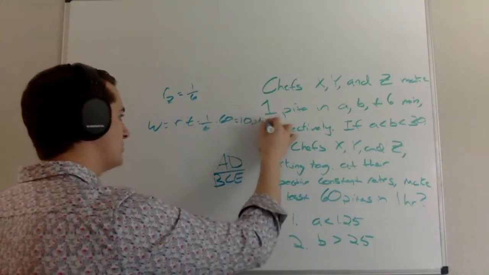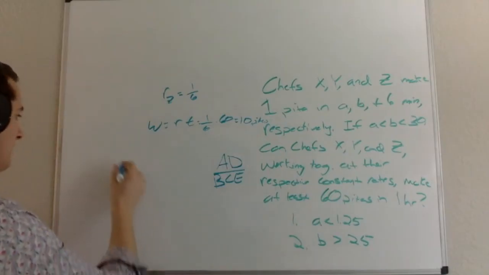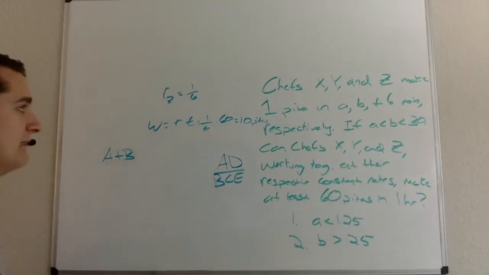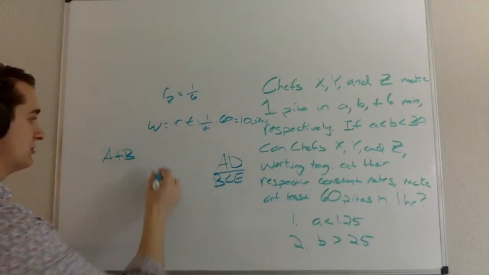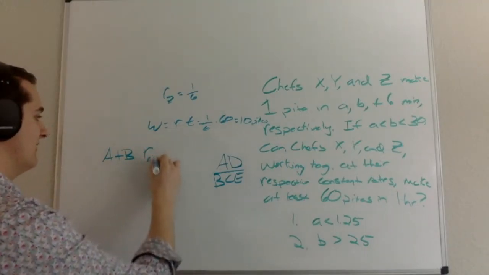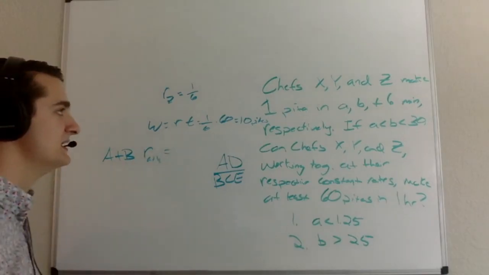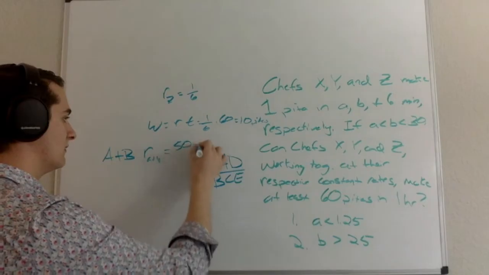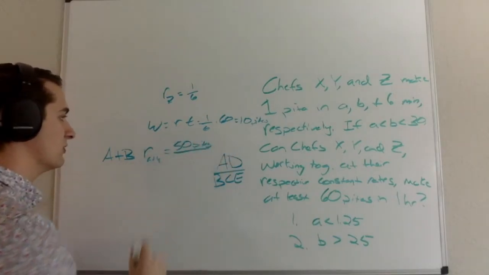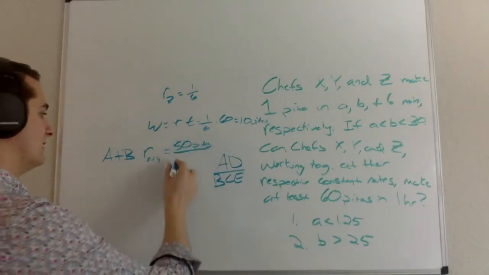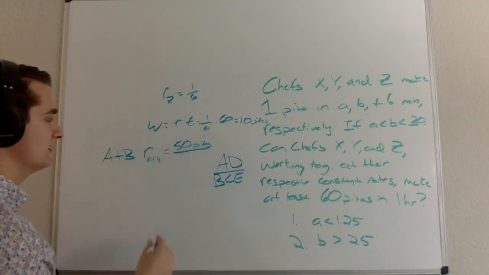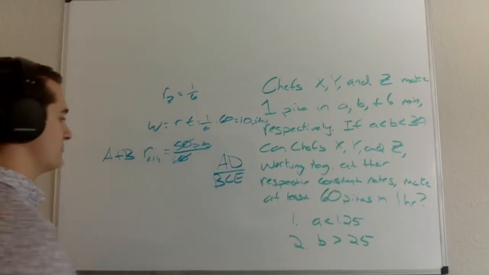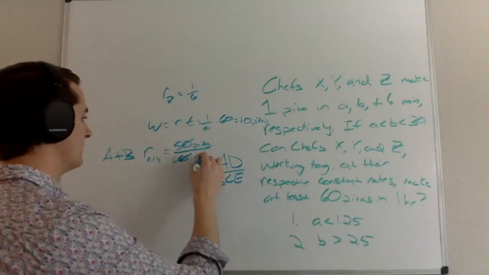So really my question is whether A and B together are able to have a combined rate that is going to be equal to 50 pitas per a total of 60 minutes, right? So 5/6 pitas per minute.